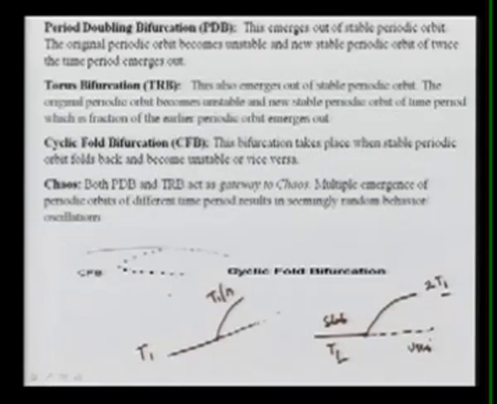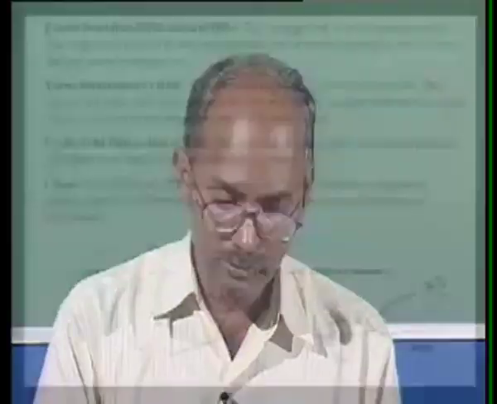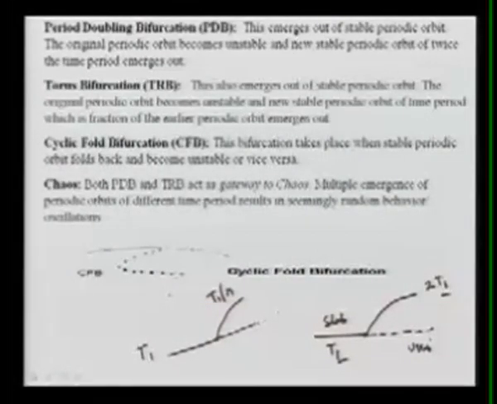Chaos: both PDB and TRB act as a gateway to chaos. The multiple emergence of periodic orbits of different time periods results in seemingly random behavior and oscillations, and that leads to chaos. So the random behavior leads to chaos, and we are not able to determine the behavior of the system, and that is called the chaos of the system.